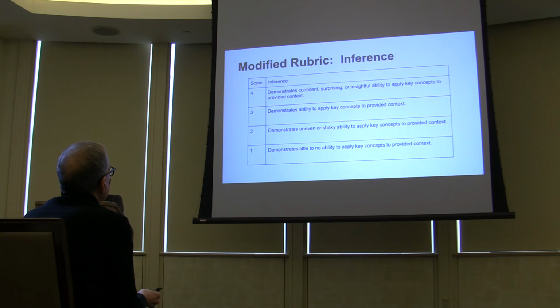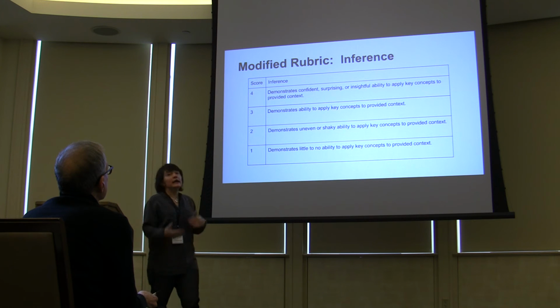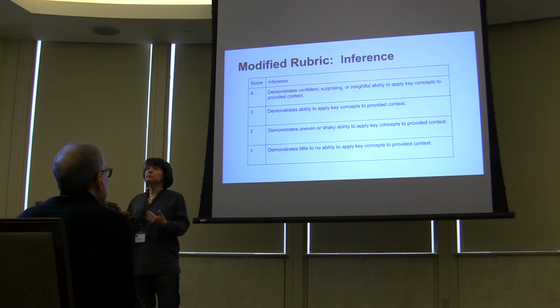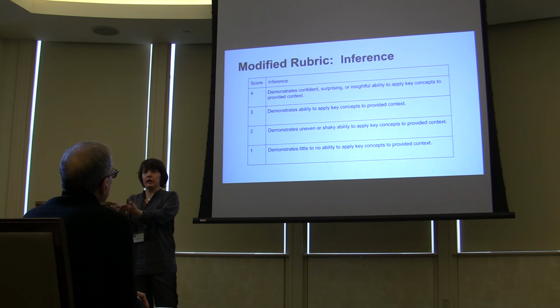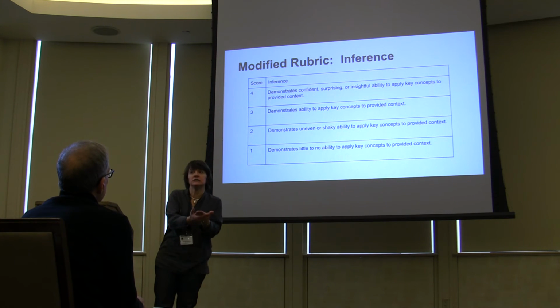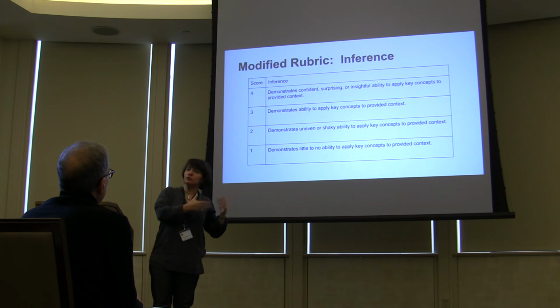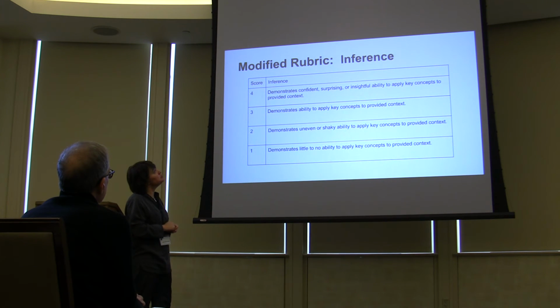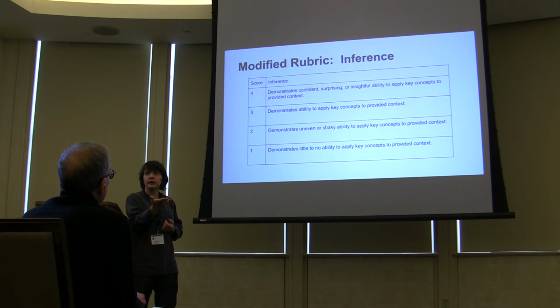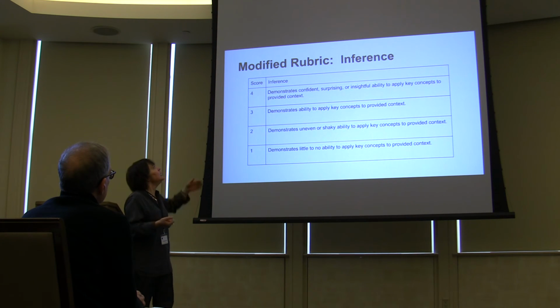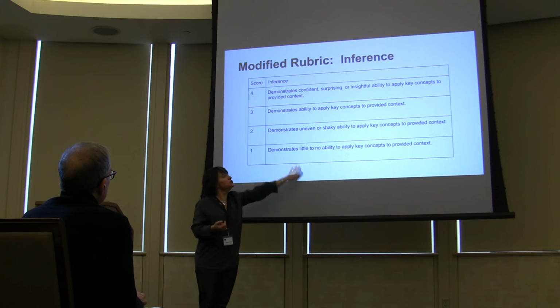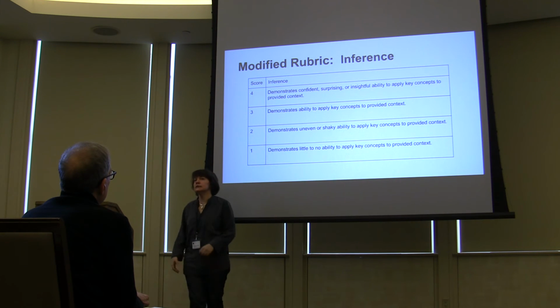Okay? And now moving on to inference. I really simplified this a lot. So again, assuming that the prompt called upon the students to take those new concepts and terminology and apply them to a specific context, to a new situation, that's what you need in order to apply this scale. So 4 would be demonstrates confident, surprising, or insightful ability to apply key concepts to the provided context. And I think many examples of Judy's writing that she showed in her plenary really showed us that. Wow, that's really insightful, right? Okay, and then all the way down to the bottom of the scale, little to no ability to apply the concepts.